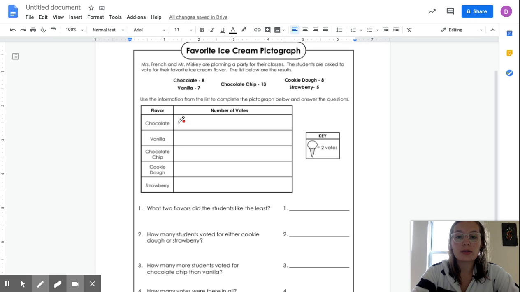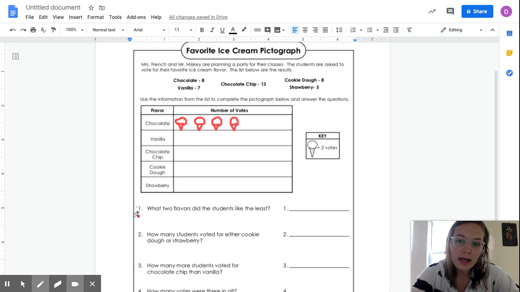Well, let's count by 2s. This is going to be pretty interesting seeing this ice cream cone. All right, there's 2 votes, right? Because 1 ice cream cone means 2 votes. So 2, 4, 6, 8. That shows 8 votes. 1, 2, 3, 4. 4 ice cream cones times 2 per vote equals 8 votes. Perfect. Now, when they're even numbers, you get to draw full ice cream cones.